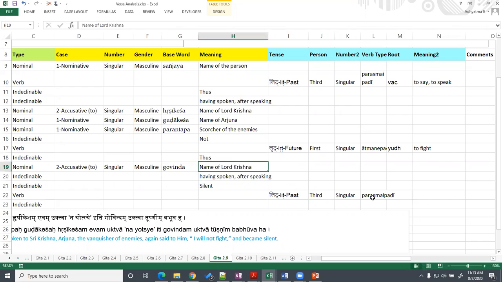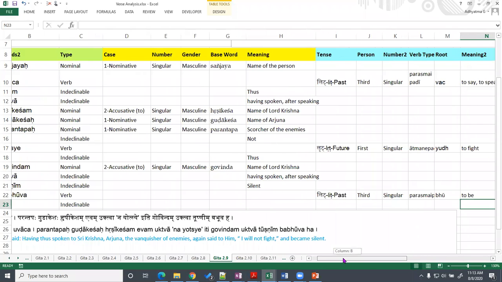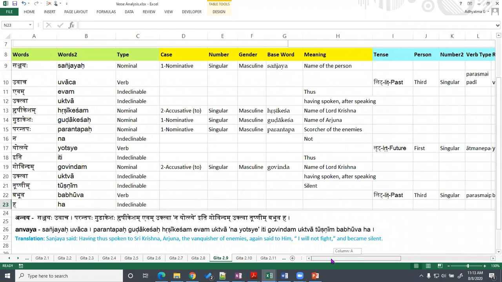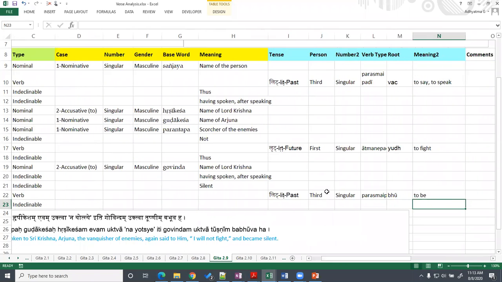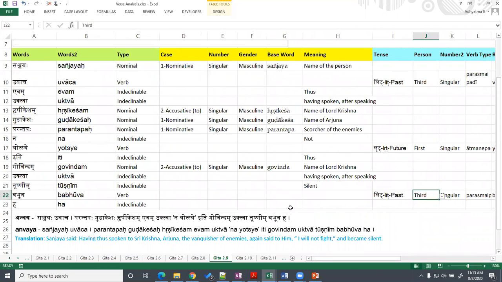Here the base word is Govinda. Parasmaipadi, and the root is bhu. To be. So bhu becomes babhuva. So that means he became. Because it's a past tense, third person singular, it would mean he became. Ha is indeed, or used for emphasis.